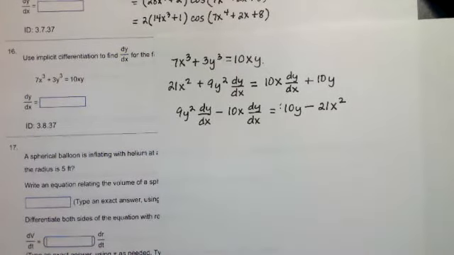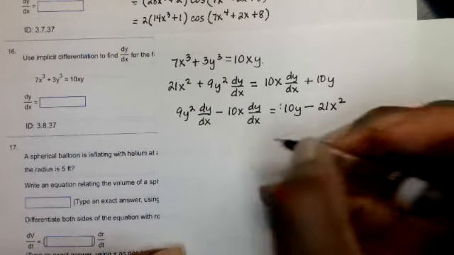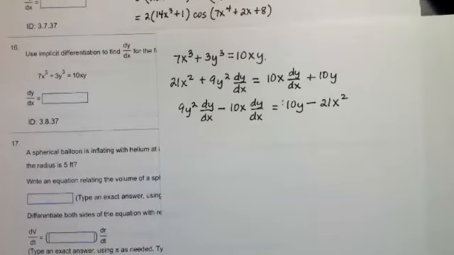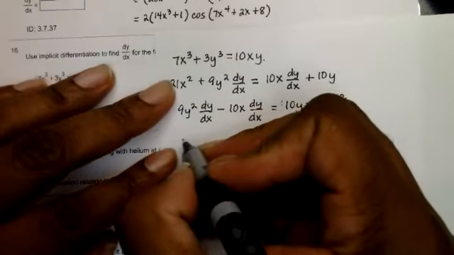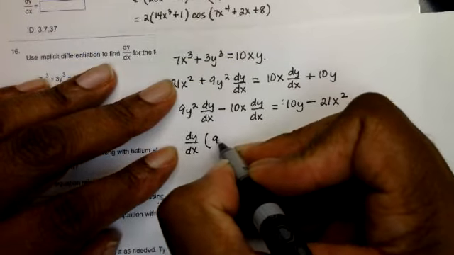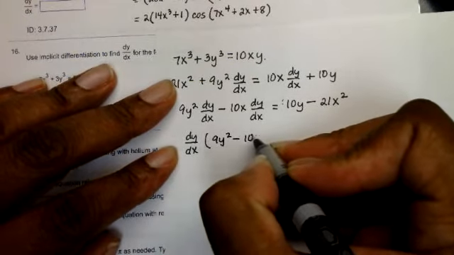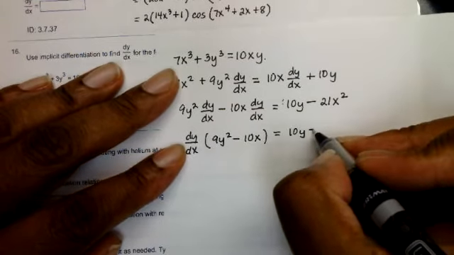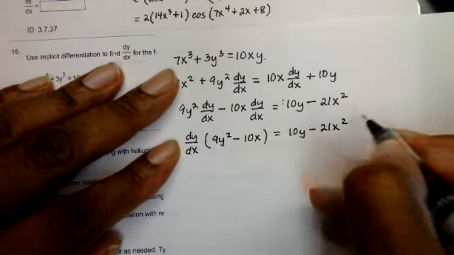Now I'm going to factor out the dy dx. I'm going to pull the dy dx out in front. I'm factoring that out, and I'll be left with 9y squared minus 10x. That's equal to 10y minus 21x squared.